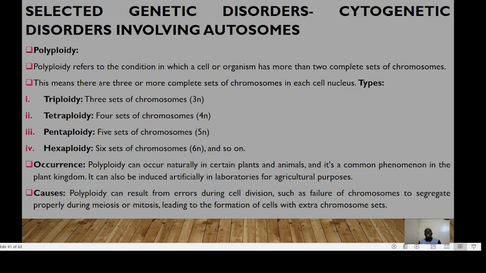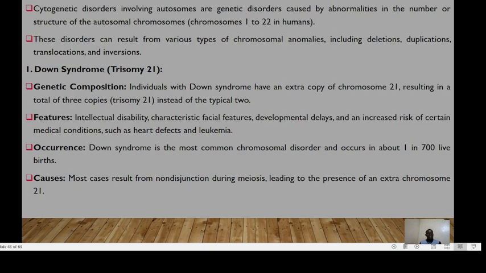And here we are looking first at the cytogenetic disorders involving autosomes. So number one, we have to define what these are. Cytogenetic disorders involving autosomes are genetic disorders caused by abnormality in the number or structure of the autosomal chromosomes, that is, numbers 1 to 22 in humans.